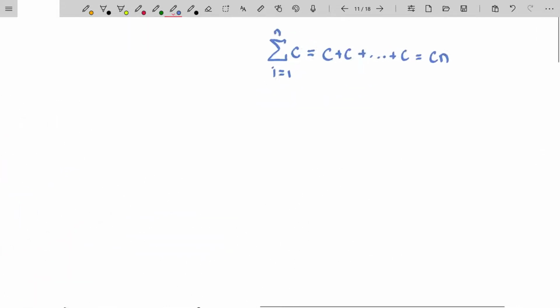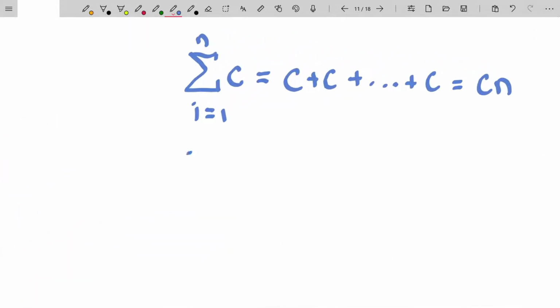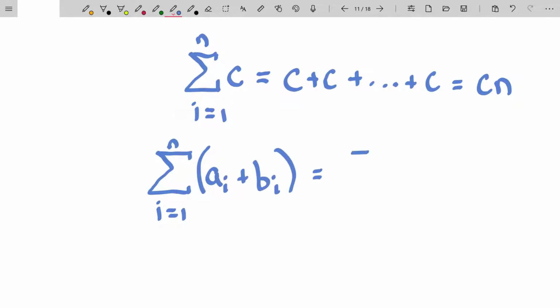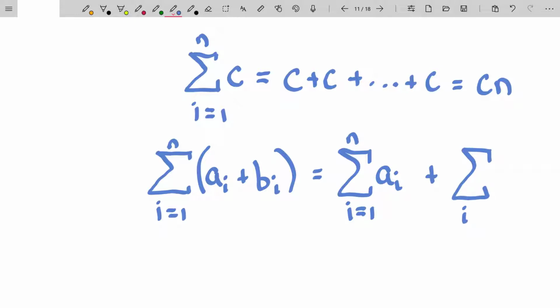The other thing I want to mention: if it's a finite sum, the summation i equals 1 to n of some number relying upon i plus a different number relying upon i, that's going to be the summation of the first number relying upon i plus the summation of the second number, again relying upon i. In other words, you can split summations.